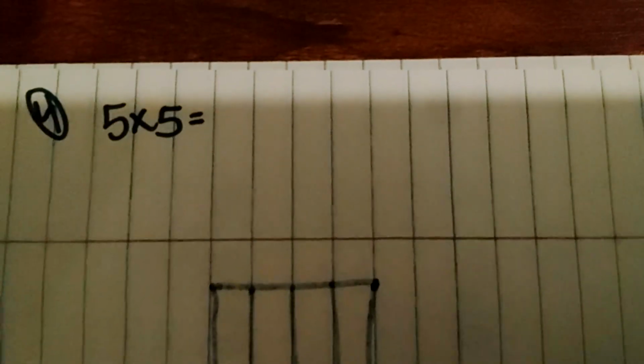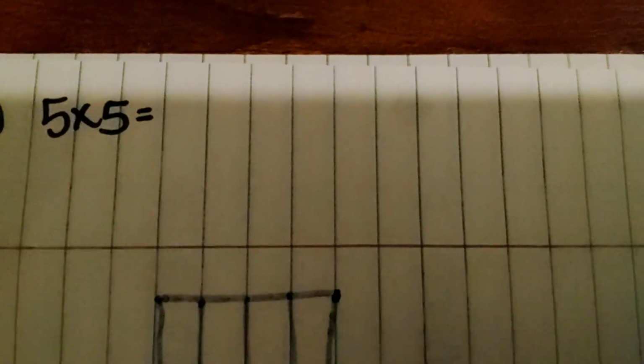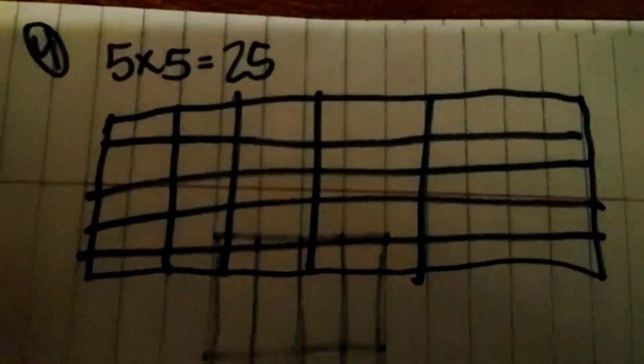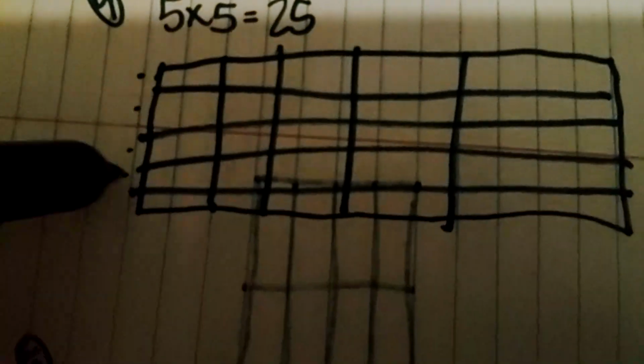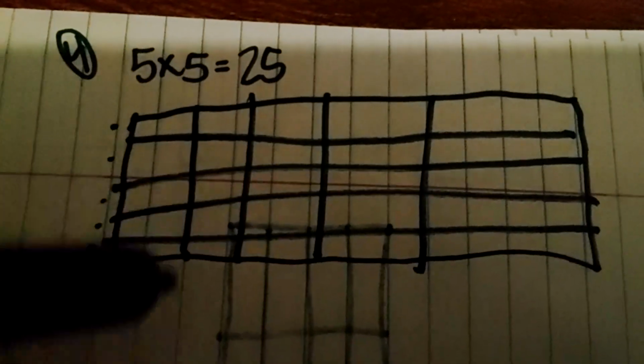Oh, we have another 5 one. 5 times 5. Before we draw the array, let's just do 5 times 5. Count by 5s with me. 5, 10, 15, 20, 25. So we know we're going to have 25 boxes in our array. Okay, everyone, let's draw our array. Okay, here's our array. We have 5 rows. 1, 2, 3, 4, 5. 5 columns. 1, 2, 3, 4, 5.